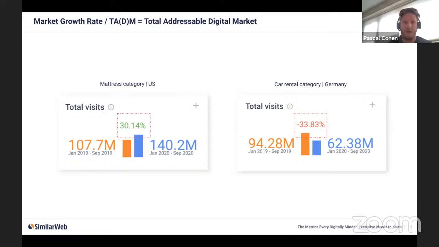You can do this in Similarweb. You can customize your own category as well. And I created the mattress category in the US. And then I created a very easy year-over-year view. And this view allows me to understand what is happening within the market. It helps me first of all to understand that the market of the mattress category in the US grew 30% year over year.